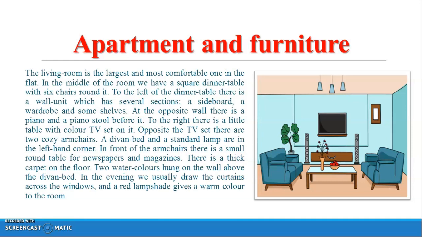A divan bed and a standard lamp are in the left-hand corner. In front of the armchairs, there is a small round table for newspapers and magazines. There is a thick carpet on the floor. 2 watercolors hang on the wall above the divan bed. In the evening, we usually draw the curtains across the windows, and the red lampshade gives a warm color to the room.